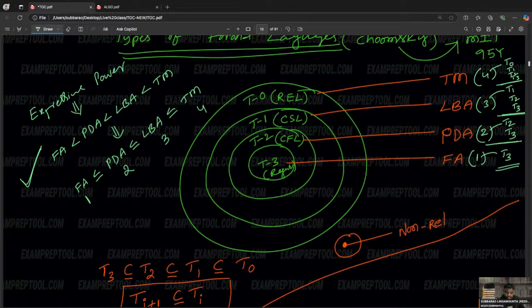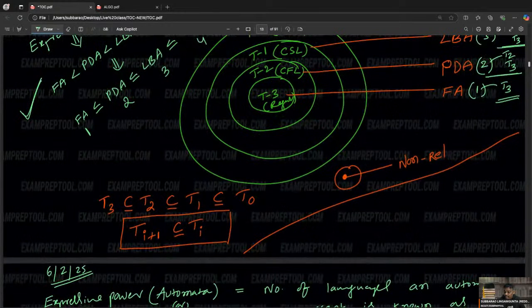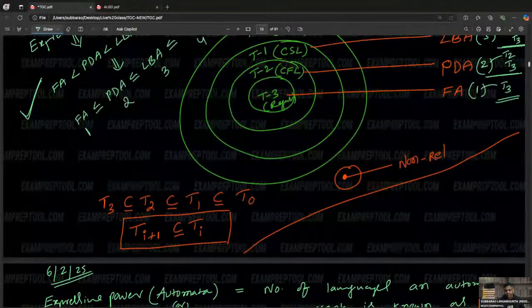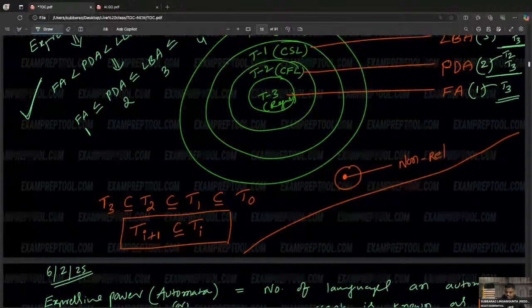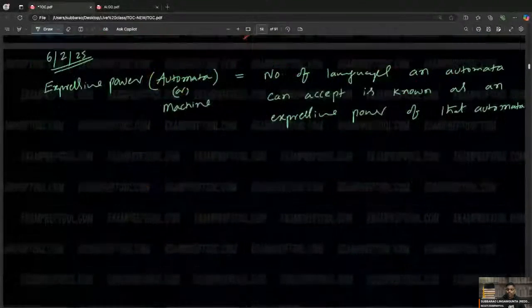But if you see type 3 language, it is a collection of strings. A collection of something is a set. So type 3 is a language which is a collection of strings. Type 3 is a subset of type 2 because these are sets, but these are integers. Expressive power is an integer. Type 3 is a set. Type 3 language contains fewer strings. Type 3 is a subset of type 2. Type 2 is a subset of type 1 and so on. I hope you got it till now.